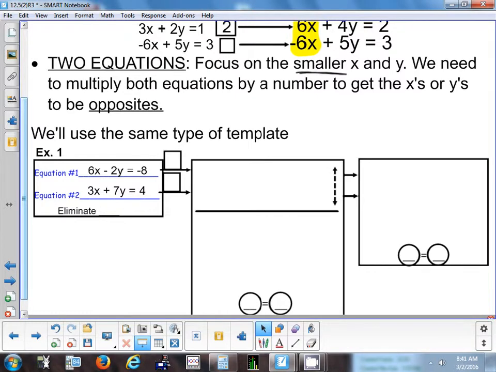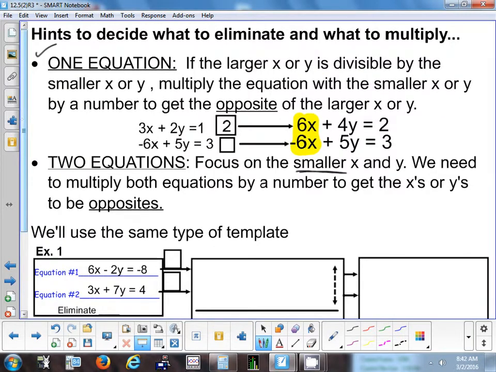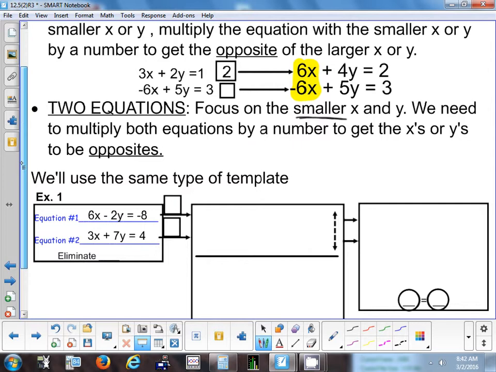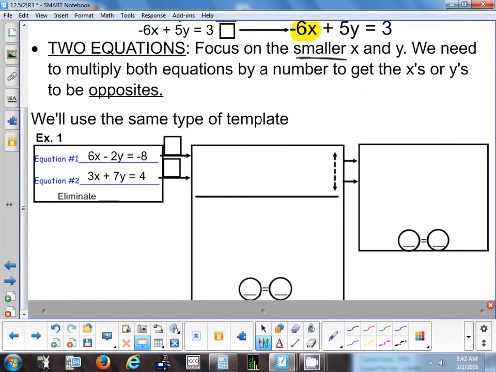All right, so looking at example one, anybody think they can tell me if you're going to have to multiply both equations or just one equation for this problem? And then tell me why you know that, kind of relating to what we did in the notes. Just one. Just one, yep. How do you know you just have to multiply one equation? Because only one is divisible. Yeah, if you look at the notes, okay, it says if the larger number is divisible by the smaller, then we only have to multiply one equation.